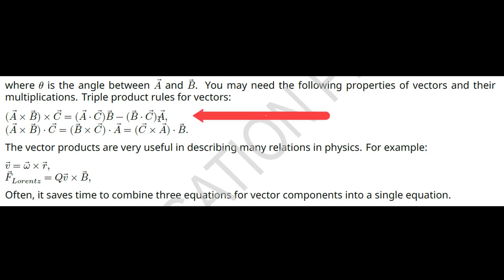There is one rule that I really want to point out to you on the paper, and that's this one here. It's a triple product rule. So that's where we have a cross b cross c is equal to the dot product between a and c multiplied by b, and the dot product between b and c multiplied by a. And I want you guys to have a really good intuition for that rule, so let's quickly talk about it together.